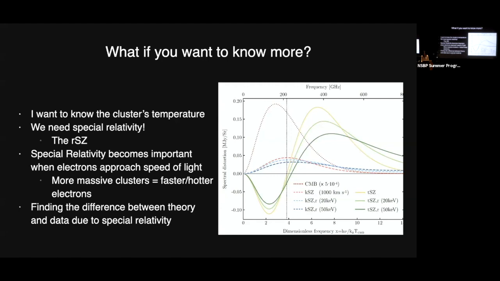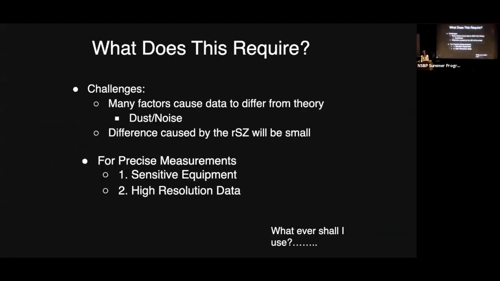And if I'm able to detect that difference in the real data, then I could get direct information about the speed of those electrons and therefore the temperatures of those galaxy clusters. So that's the ultimate goal, to get a reliable detection of the RSZ effect. But it's obviously not that simple.